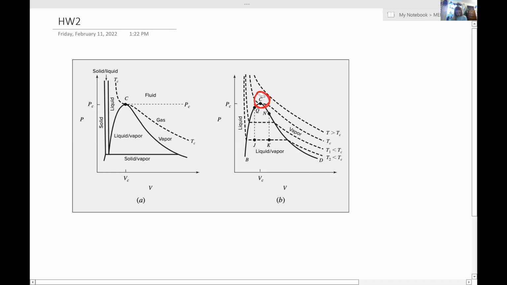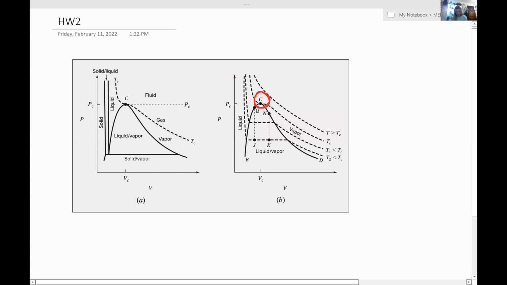So if we look at our critical point here, we can see that the tangent line at that point is going to be 0. So the slope of that tangent line is going to be 0, which means that our first derivative at the critical point is going to be 0.